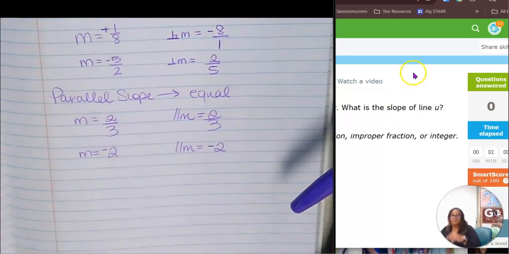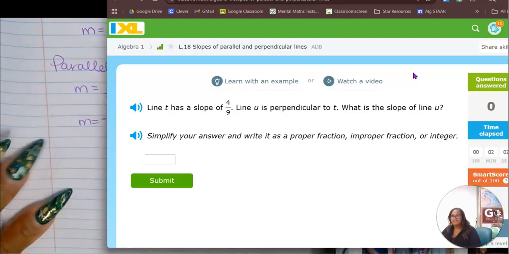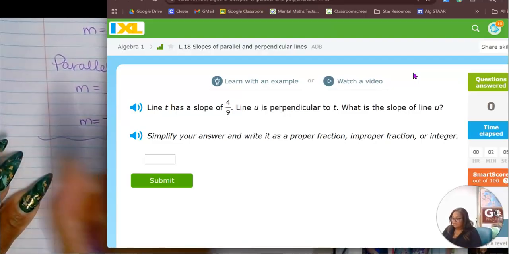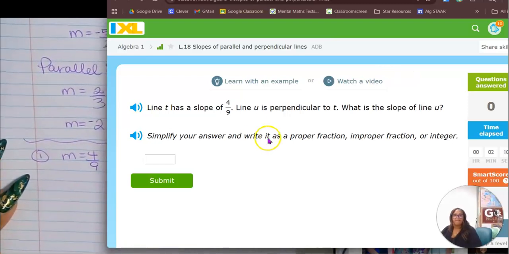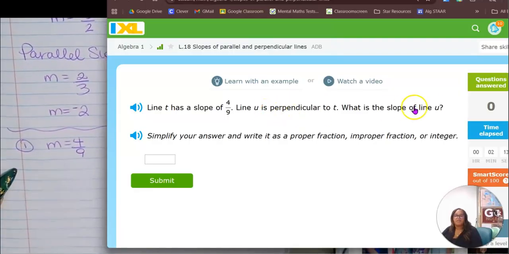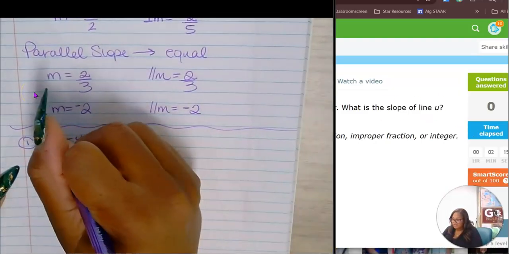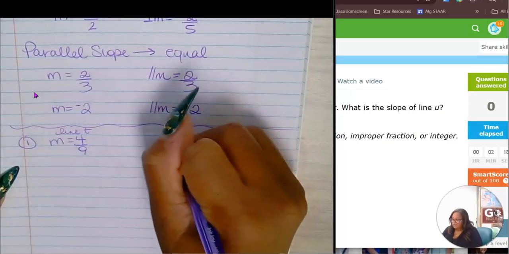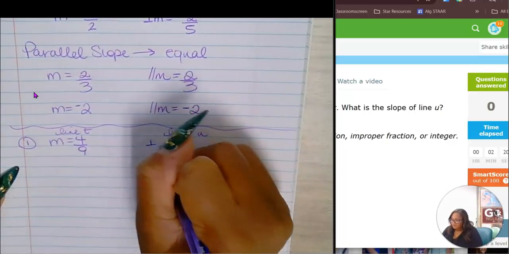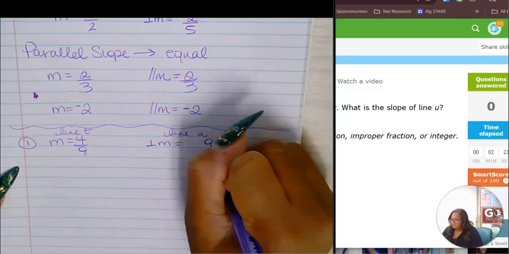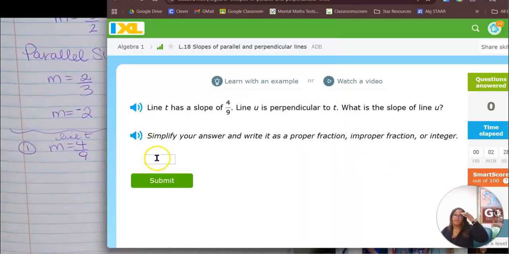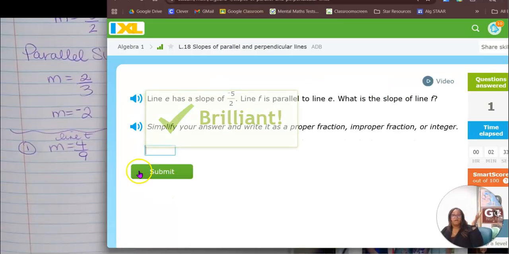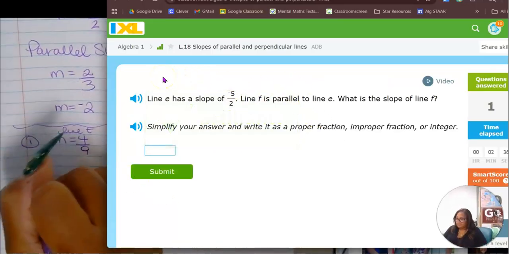All right, let's get into it and see what we got. It says line T has a slope of 4/9. So M is 4/9. And then line U is perpendicular. What is the slope of line U? So this is line T, and line U is perpendicular. So I'm going to take 4/9 and flip it, and then make it its opposite. So let's go check it. -9/4. Got it.